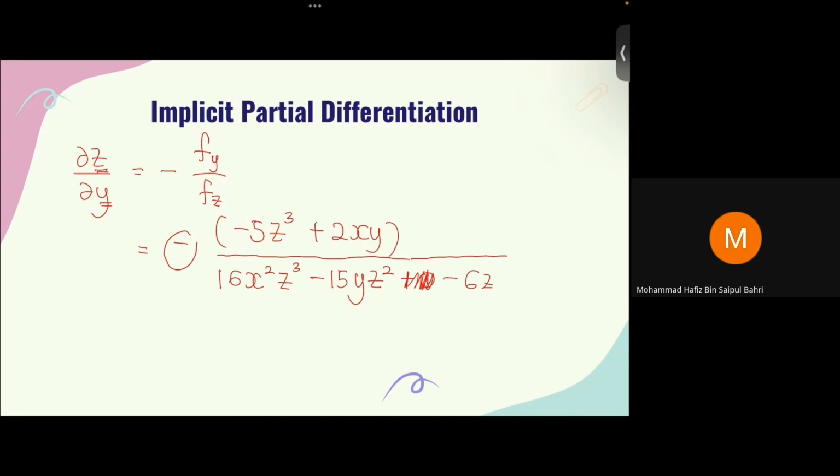Do you want more? Okay, Doctor. Do you want more examples for these implicit partial differentiations? Yes, Doctor.